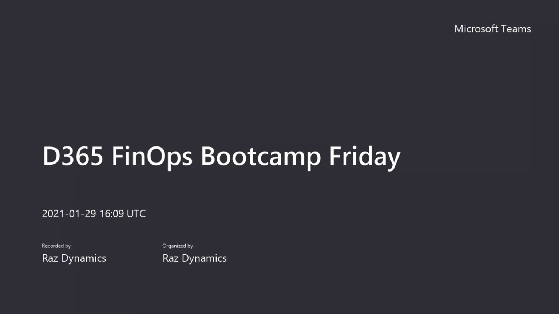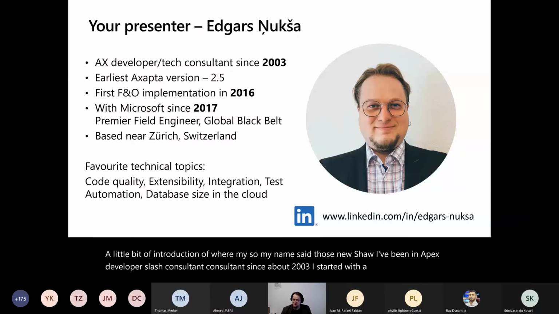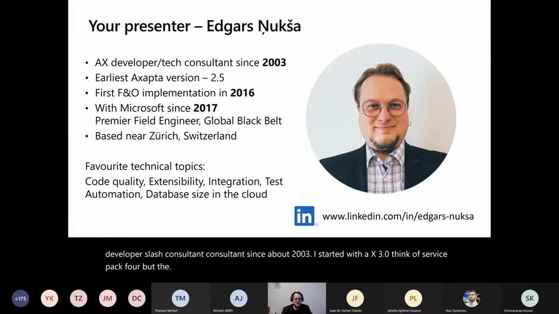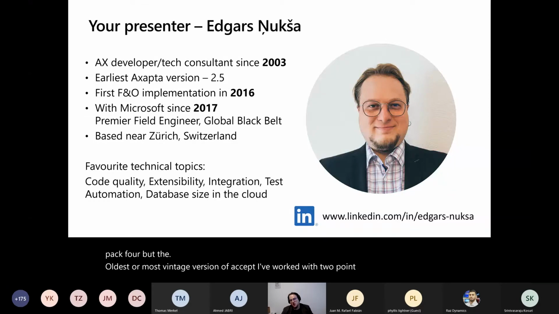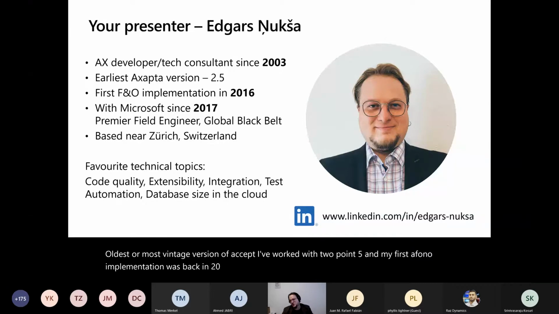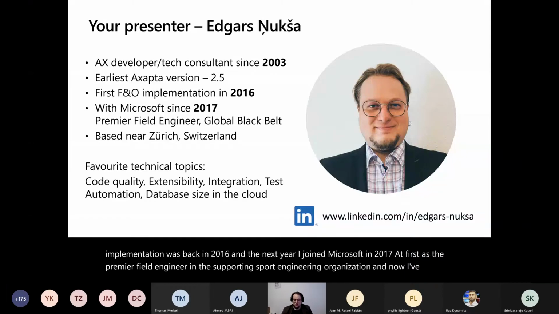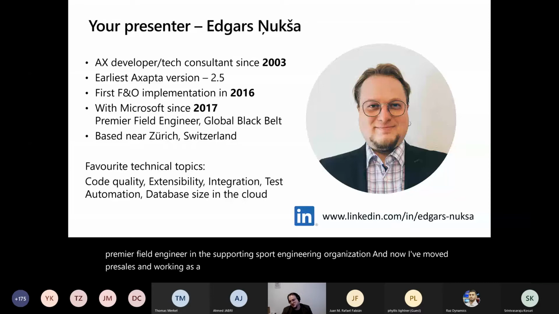About 2003. I started with AX 3.0, I think it was Service Pack 4, but the oldest or most vintage version of AX I've worked with was 2.5. And my first F&O implementation was back in 2016. The next year I joined Microsoft in 2017, at first as a premier field engineer in the support engineering organization. And now I've moved to pre-sales and I'm working as a global black belt for D365. And as mentioned, I'm based near Zurich, Switzerland.